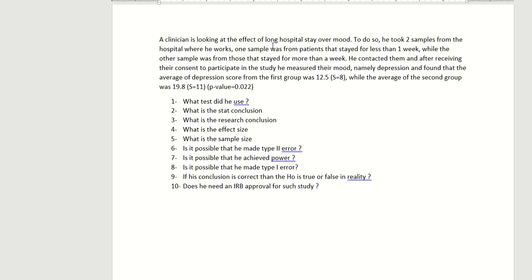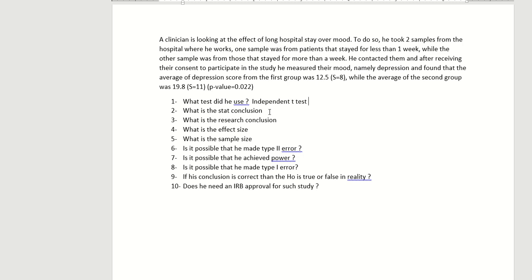And what is the outcome of interest? Well, the outcome of interest is numerical. This is depression score. So when you meet these 3 things, the test that you use is the independent t-test. Okay, so let me write down the answer, independent t-test.